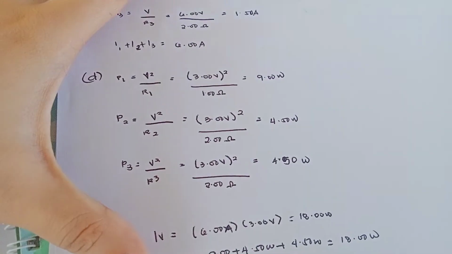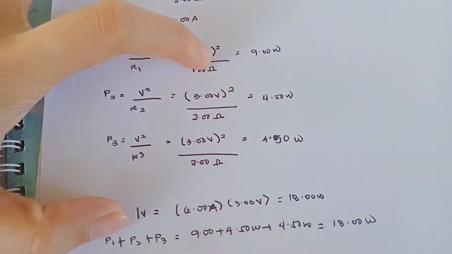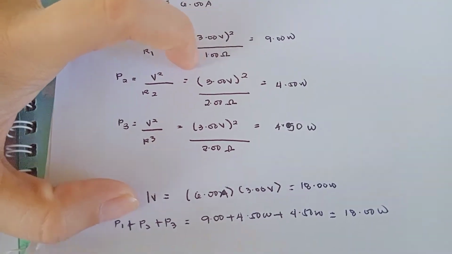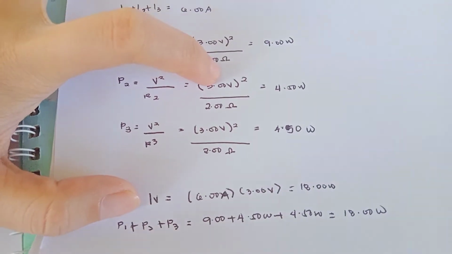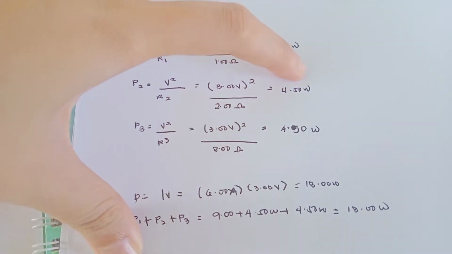So 3 squared, the voltage, over 1, our R1. So we arrive at the answer of 9.00 W.